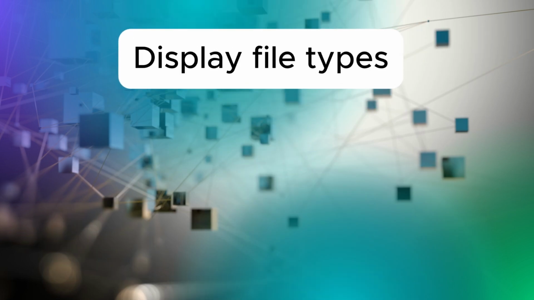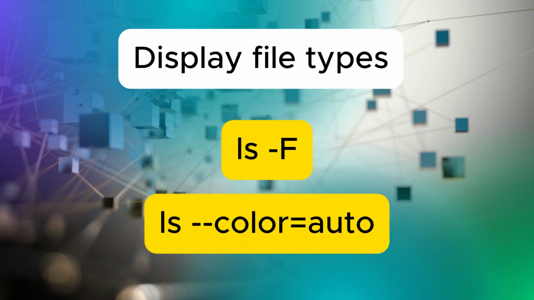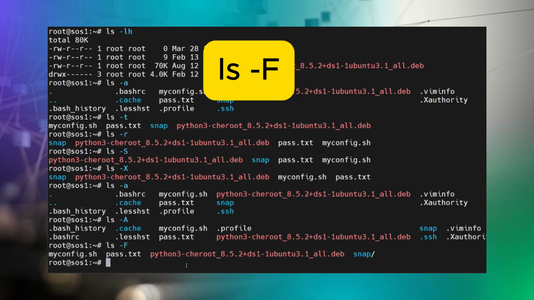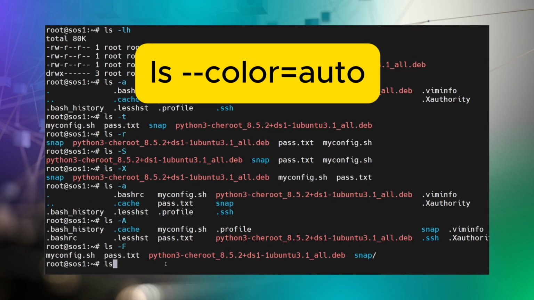If you want to display the file types and want to use colors, you can use the F and color options respectively. ls with the capital F option will append symbols to file names to indicate their types, such as a slash for directories and an asterisk for executable files. And ls with the color option will enable color coded output, making it easier to distinguish between files and directories.